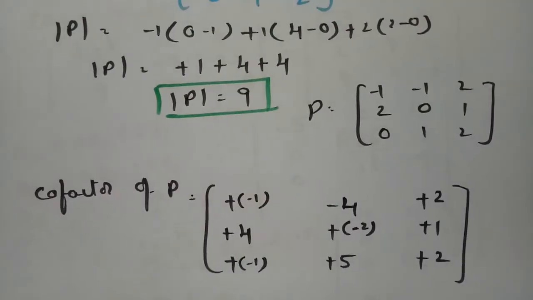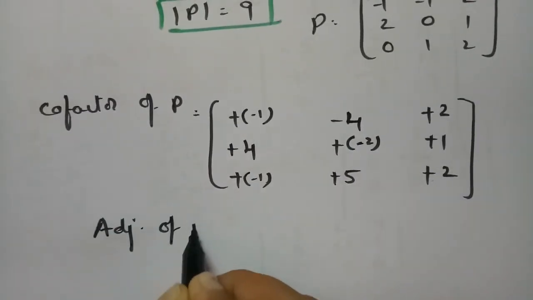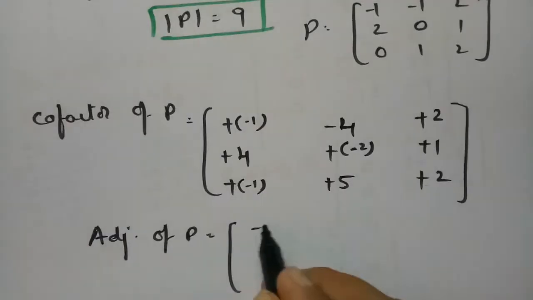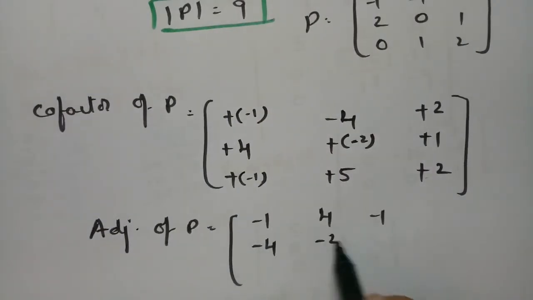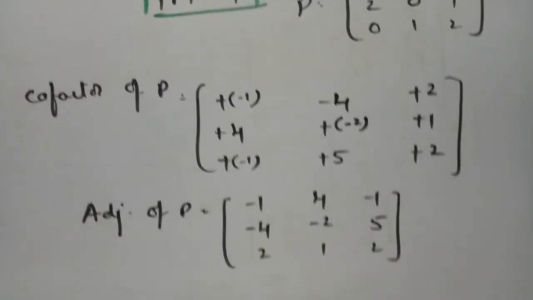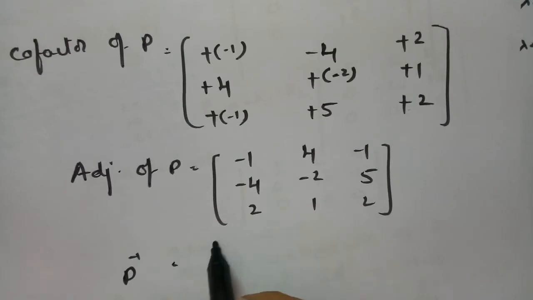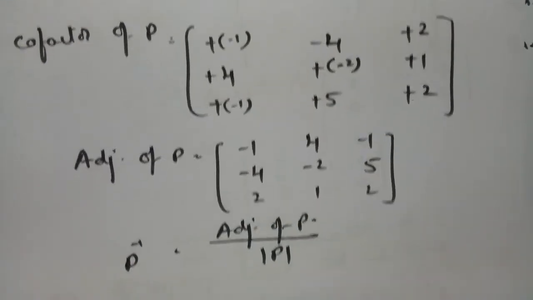After finding the cofactor matrix, the adjoint of P is nothing but the transpose of this, which will be minus 1, 4, minus 1, and minus 4, minus 2, 5, and 2, 1, 2. So what is P inverse? P inverse is nothing but adjoint of P by determinant of P.